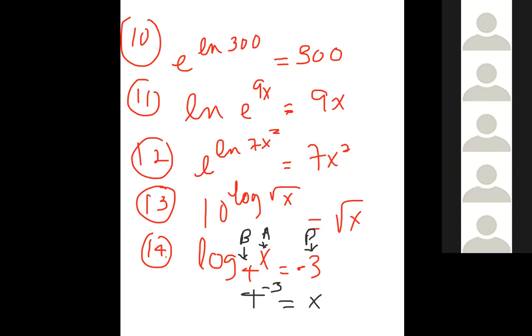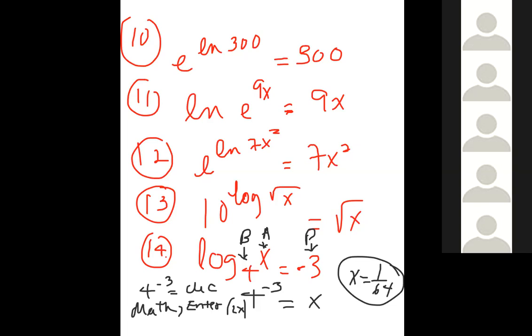So all you have to calculate is 4 to the negative 3rd power. And what's 4 raised to the negative 3 power, guys? 1 over 64. Very good, Evans. You guys can plug this into your calculator. If you plug it into your calculator, 4 to the negative 3 power, it's going to give you a decimal. If you've got one of those graphing calculators, hit math and then enter 2 times. Okay, so you can get your answer. All right?